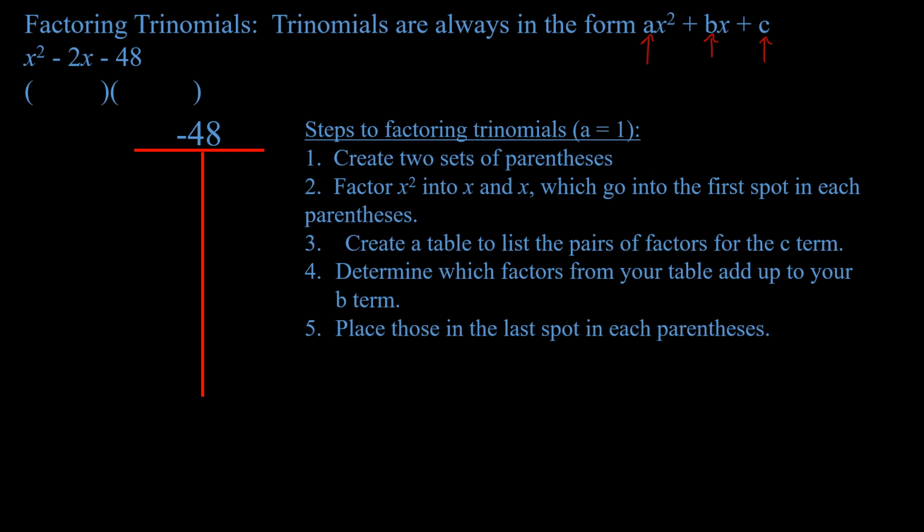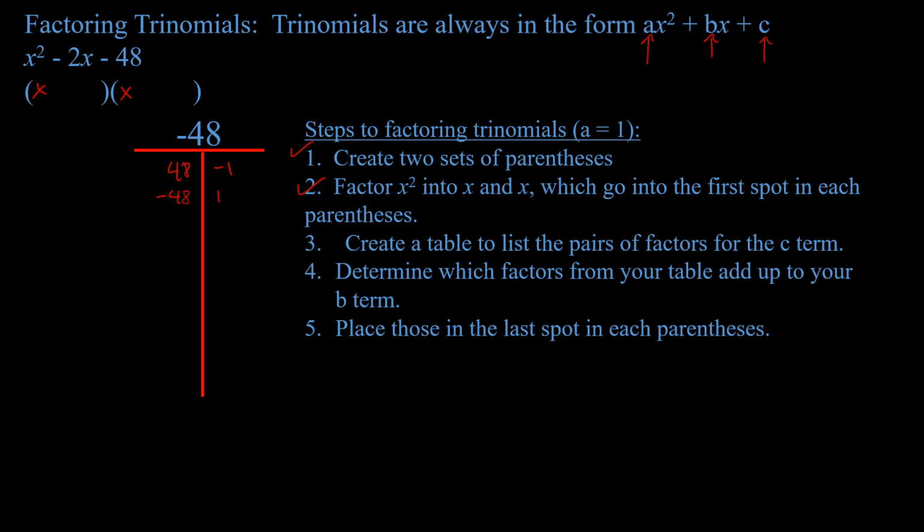The first step we need to do is create two sets of parentheses like we did up here. So that's done. Now we factor the x squared into x and x in each of these parentheses. Now create a table to list the pairs of factors for the c term. So if you notice, our table is here. We've got negative 48, and we're going to list the factors. So being that it's a negative 48, we have 48 and negative 1, and negative 48 and 1.